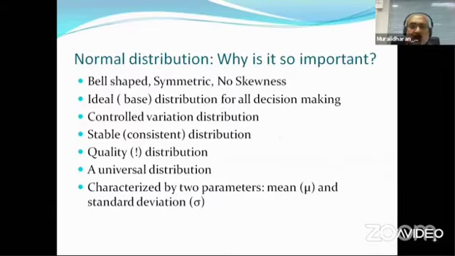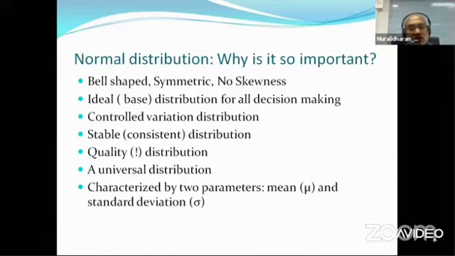It's considered to be a stable distribution. Some people say it's a stable distribution. Stable, don't confuse it with the stable family. Stable distribution is a family of distributions. Here I mean consistent distribution. So we want a consistent distribution. Normal is the one. It's also considered to be a quality distribution.